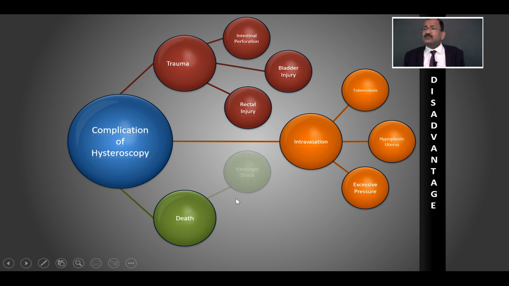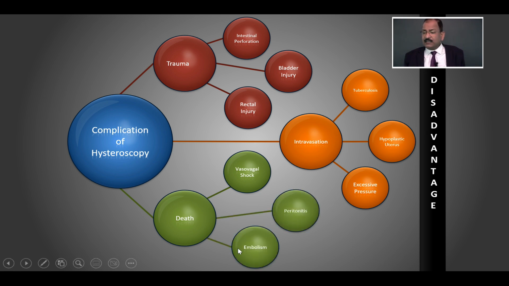Death happens due to two reasons. First is vasovagal shock, from excessive pressure of installation, and another is embolism. Air embolism can happen. This is early death. Late death is due to peritonitis.